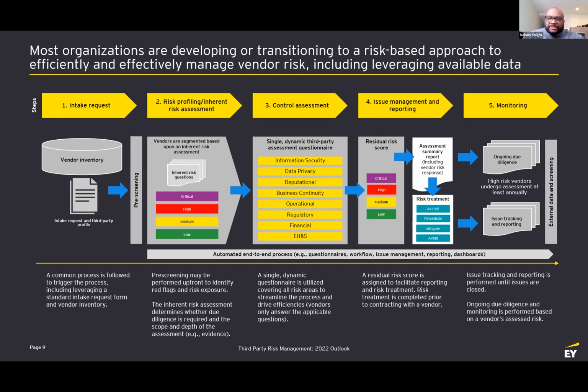The fourth step here is that issue management and reporting. So like I mentioned, once you get that control assessment back and you complete your review, if there's any identified issues, you want to make sure that you're documenting them, sharing them with the business owner, sharing them with the vendors so that they can determine what the appropriate risk treatment is. Do they want to accept the risk? Are they going to remediate? Is there some other mitigation in place, or do they want to avoid the risk altogether?